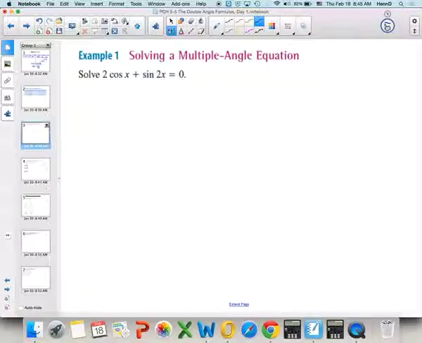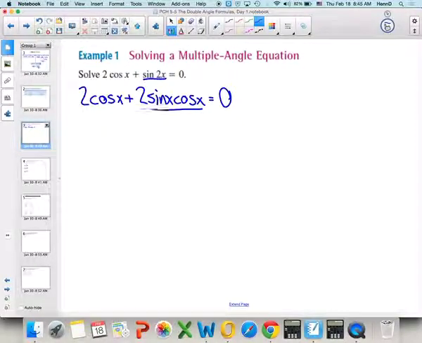All right, so here, one's in terms of x and one's in terms of 2x. So we can convert this sine of 2x. What would we convert it into? 2 sine x cosine x. There you go, 2 times the sine of x cosine of x, using our double angle formula for sine.